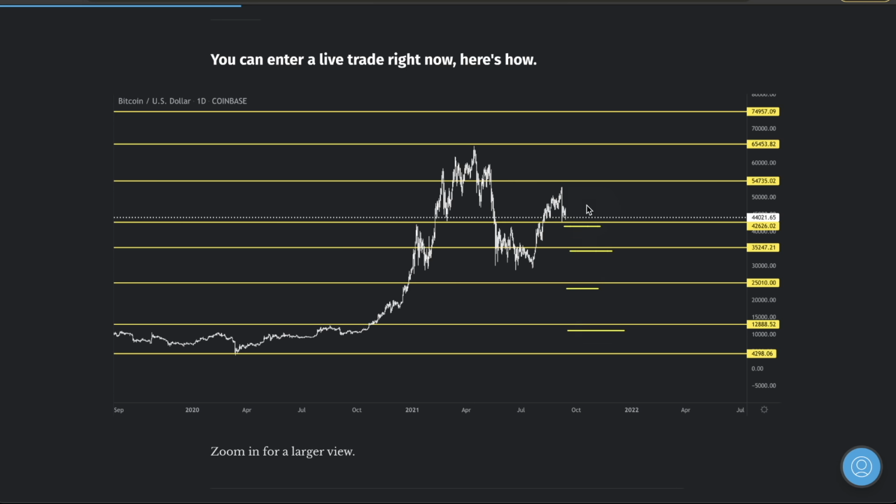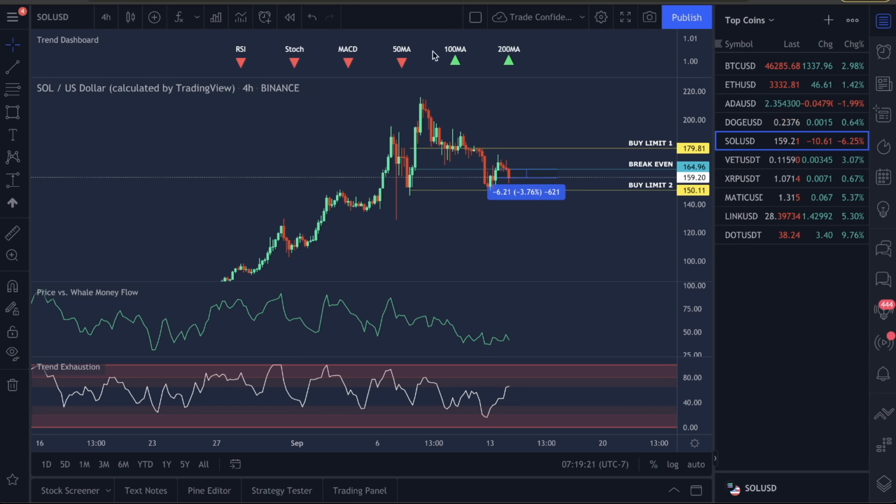Here's how you do this. If you want to trade, for example, with $1,000, you'll put 250 here, 250, 250, 250. Obviously, this is Bitcoin, but you're going to see this exact same chart for SOL. That's where you guys need to put your buy limits. If you do that, this is one of the very rare times that you will actually get into a better position than what I'm showing on the charts.